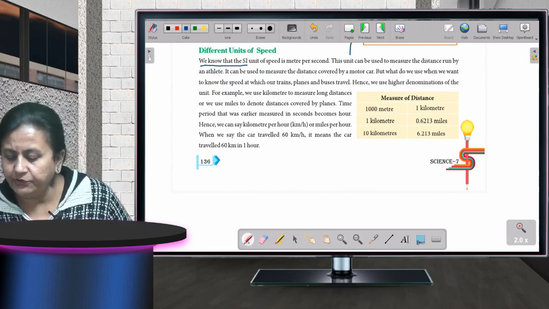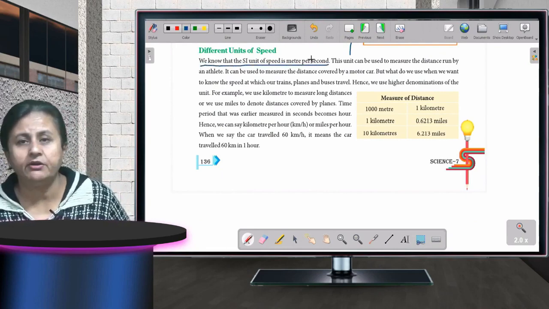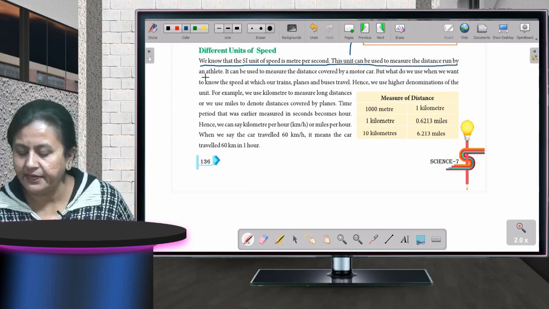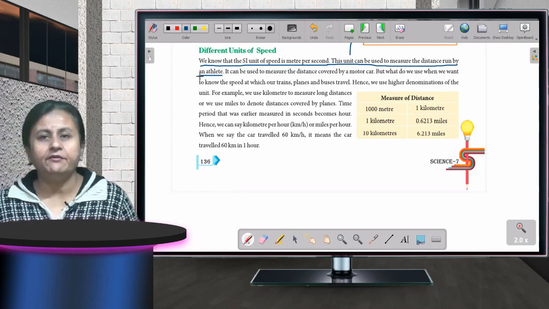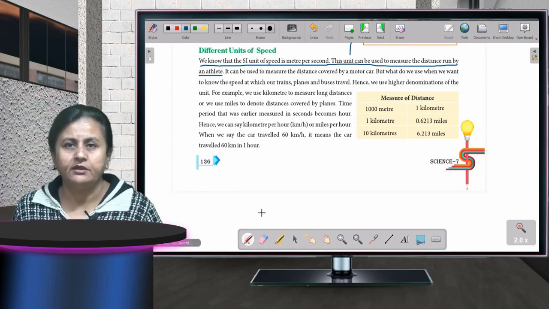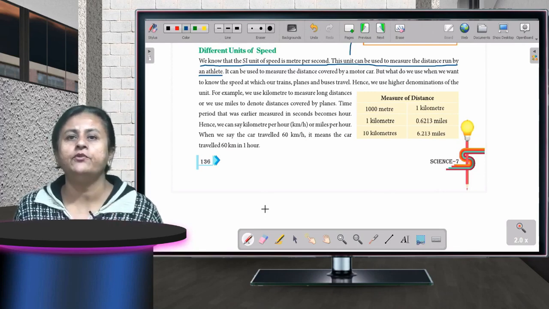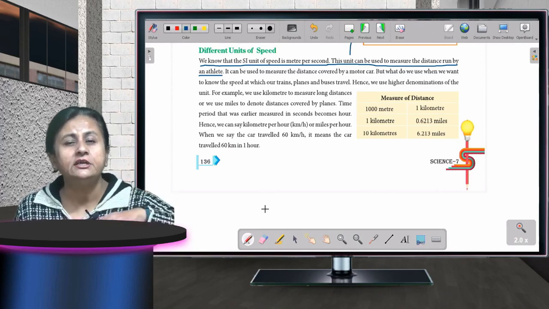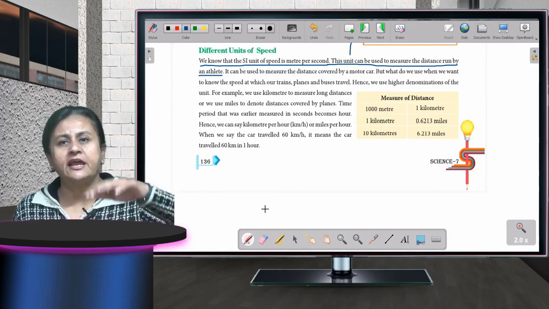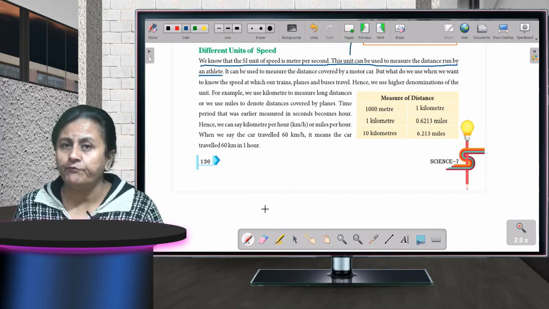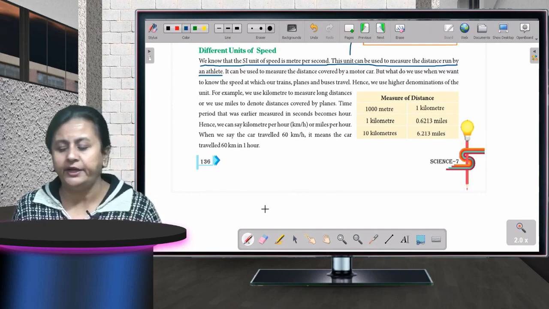We know that the SI unit of speed is meter per second. Just now I have told you about this. This unit can be used to measure the distance run by an athlete. Have you seen an athlete running? Whenever an athlete runs, whoever is on the finishing line always uses a stopwatch. The moment he touches the line, the stopwatch is pressed and you come to know the accurate time. On the tracks, we are using a stopwatch because that tells us the accurate time.